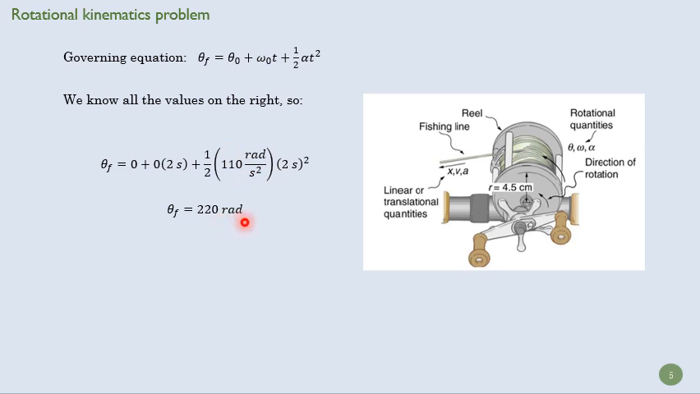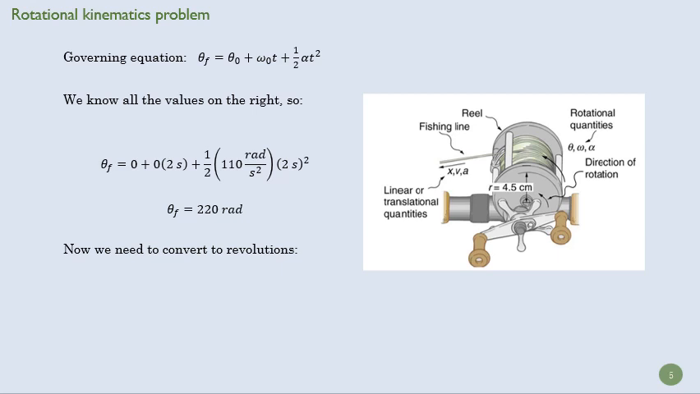So this is a distance, and that can trick people up here. Radians is a measurement of position, just like putting meters in a linear problem. It just tells us how many times our rotation has gone around: 220 radians.